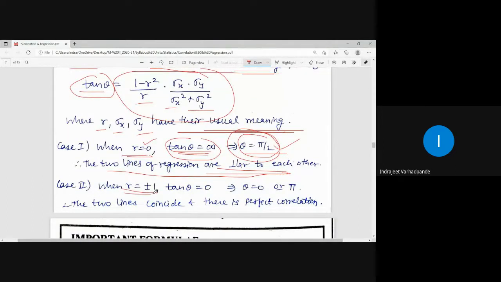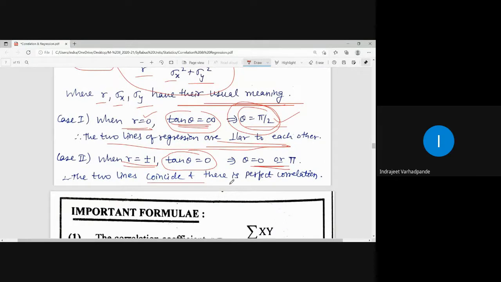When r is equal to plus minus 1, tan theta is equal to 0 and theta will be 0 or pi. When theta is equal to 0 or pi, the two lines coincide and there is a perfect correlation. This we have discussed. When the value of r is plus 1, it is perfect positive correlation. When the value of r is minus 1, it is a perfect negative correlation. So in general, whenever I have the value for r as plus minus 1, theta is 0 or pi, tan theta becomes 0. Two lines coincide and there is a perfect correlation.